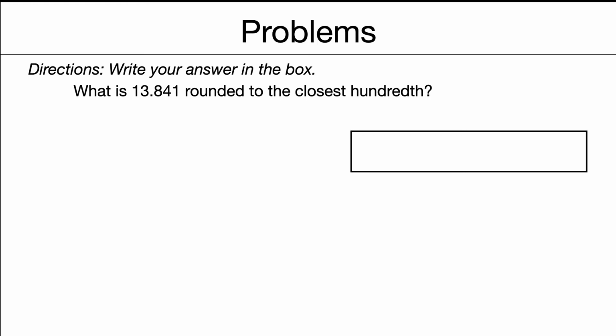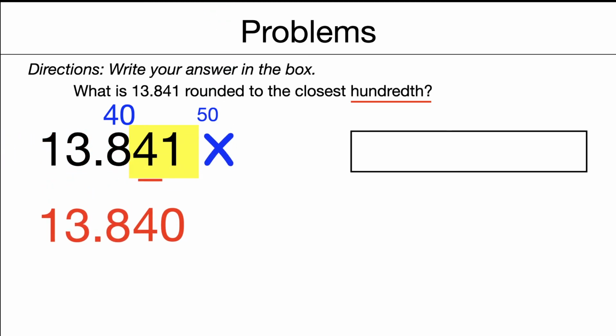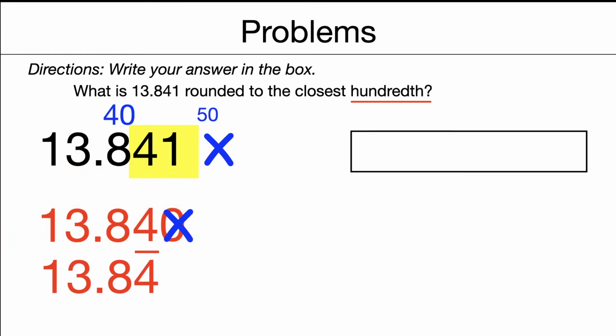What is 13 and 841 thousandths rounded to the closest hundredth? First step is we'll rewrite the number so we can see it. We want to underline our place value, which is the hundredths. Box. 41 is in between 40 and 50, but it rounds down to 40. Rules for left stays the same. There are no digits on the right this time, but we do want to eliminate that extra 0 because we were only going to hundredths. And so our answer is going to be 13 and 84 hundredths.